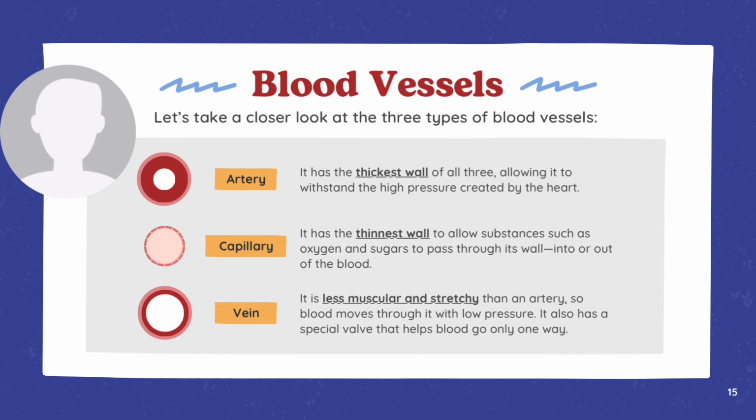The artery has the thickest wall, which allows it to withstand the high pressure created by the heart. The second one is the capillary. It has the thinnest wall to allow substances such as oxygen and sugars to pass through its wall into or out of the blood. Next is the vein. It is less muscular and stretchy than an artery, so blood moves through it with low pressure. It also has a special valve that helps blood go only one way.